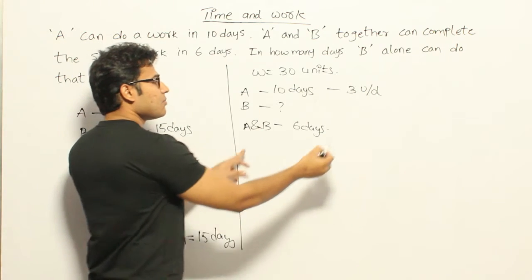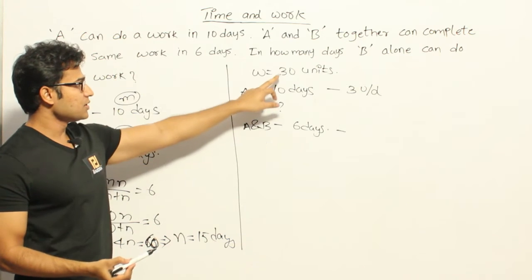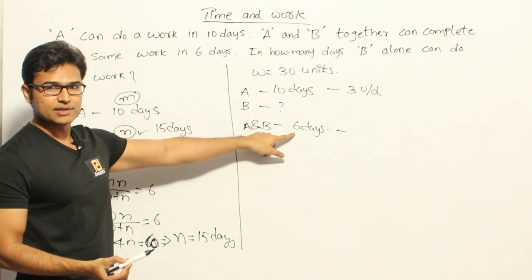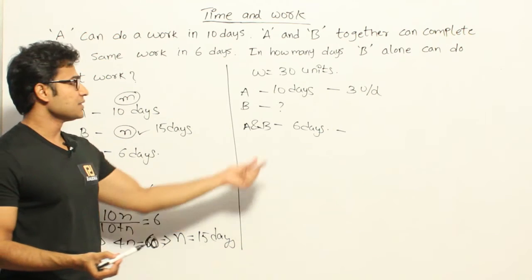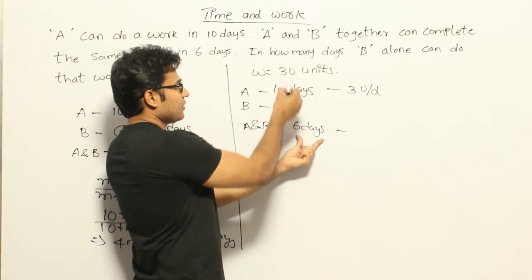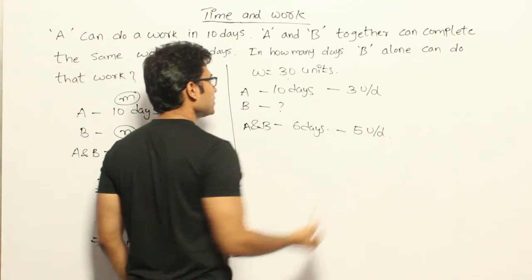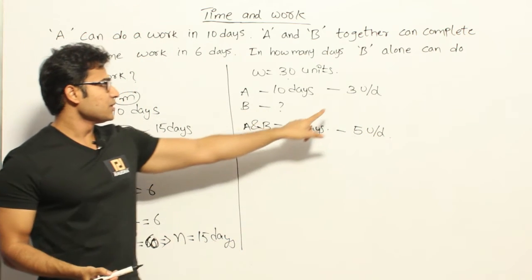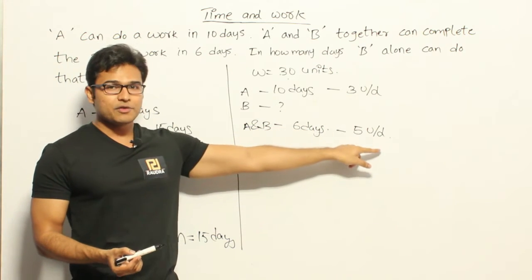Now what is their combined rate? If both of them work together, they are able to finish the work of 30 units in 6 days. Therefore, how many units can they finish in one day? 30 by 6, which is 5 units per day. Now see this, A alone is able to finish 3 units per day, and A and B together are able to finish 5 units per day.